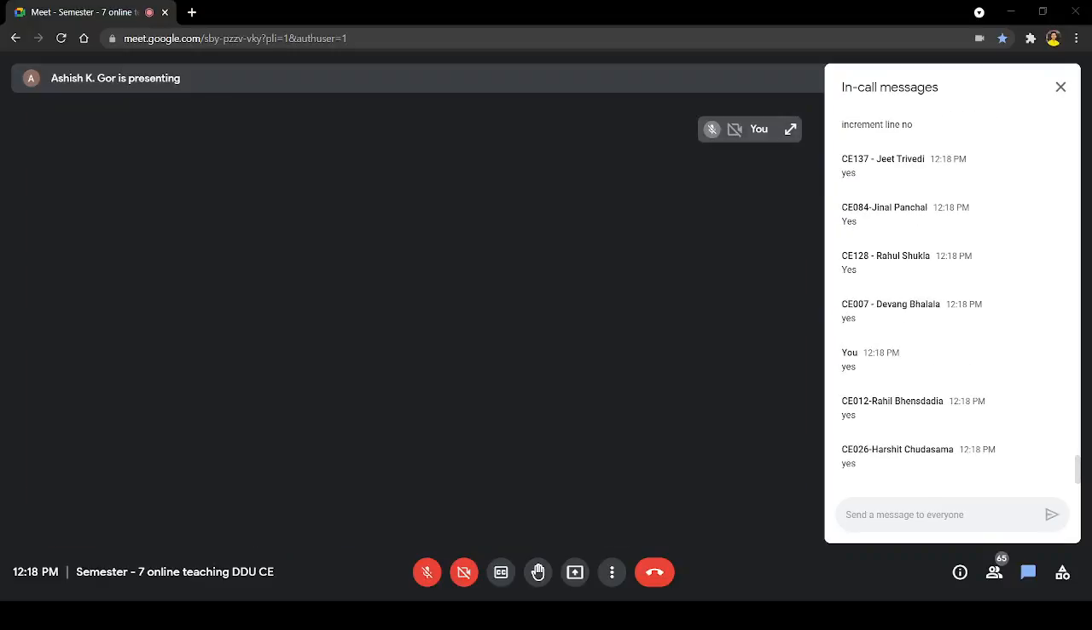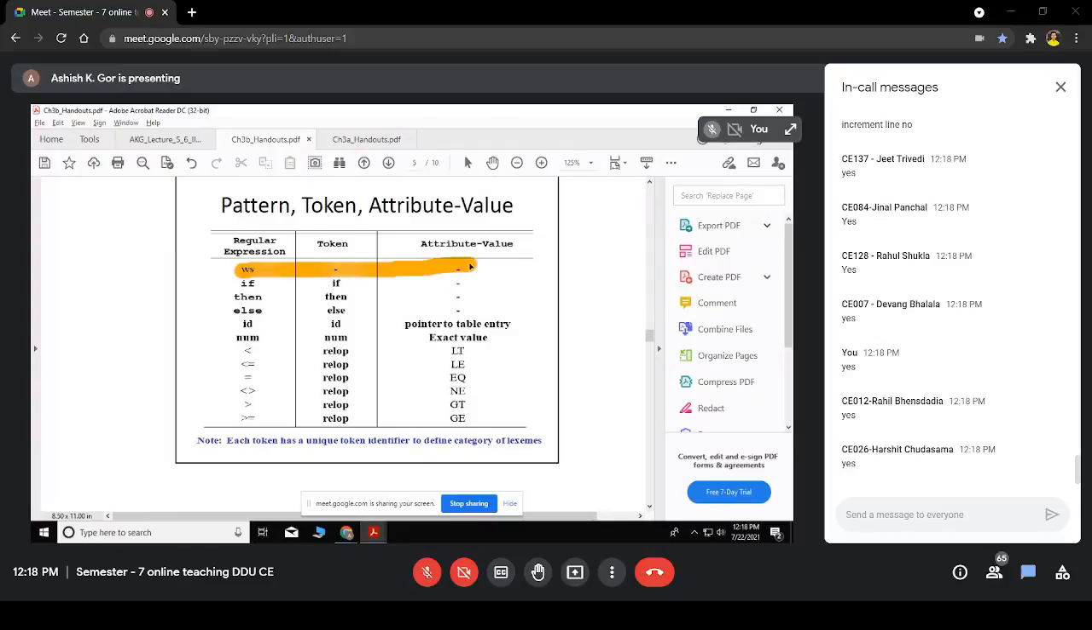So now, we have already seen this. White space, there is no token returned. These are the keyword kind of things. So a regular expression is the same as the token. Sorry, not ID, but up to else, okay?